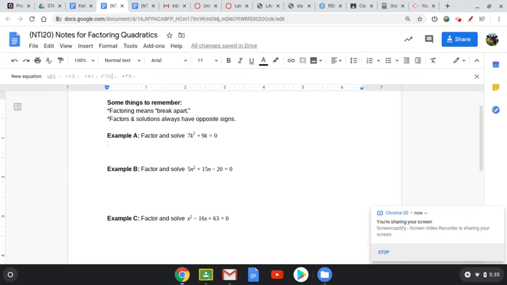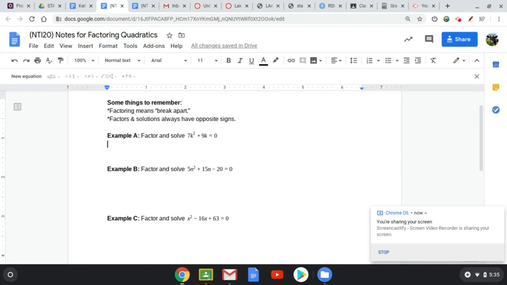The first topic that we're going to look at with quadratics is how do I factor them, okay? Because that's a topic that you see quite often in lots of different math classes. So just a couple things to remember. When somebody asks you to factor something, what they're asking you to do is to break it apart into smaller pieces that are easier to deal with. The other thing that I want to remind you, the purpose of factoring is to help us solve an equation. Well, factors and solutions always have opposite signs.